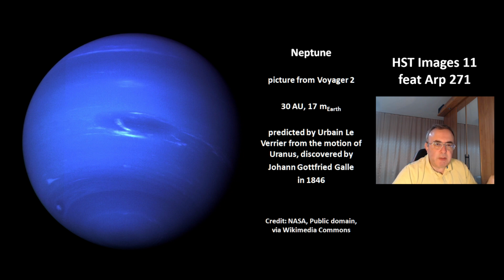This discovery was a very interesting story because Neptune was predicted by Urbain Le Verrier from the motion of Uranus. And later it was discovered by Johann Gottfried Galle in 1846.